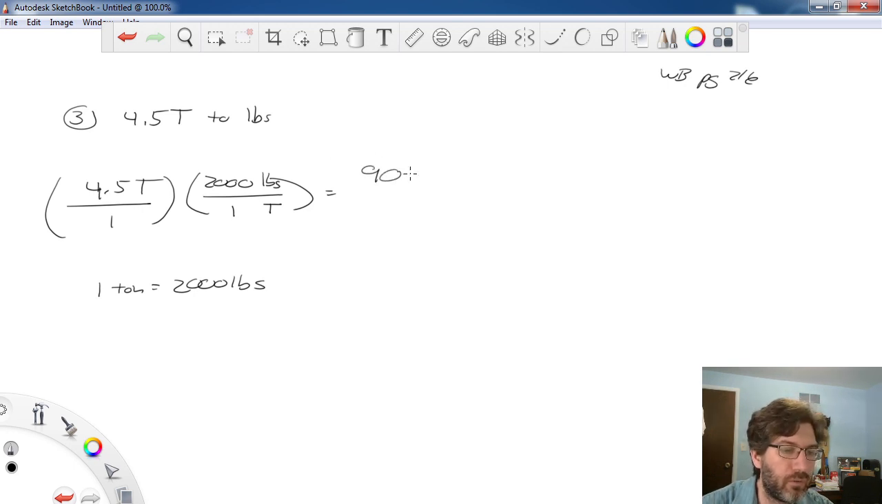That gives you 9,000. And again, tons will cancel out. 1 times 1 is 1. There's no units on the bottom. Pounds are on top. Divide it out, you get 9,000 pounds.